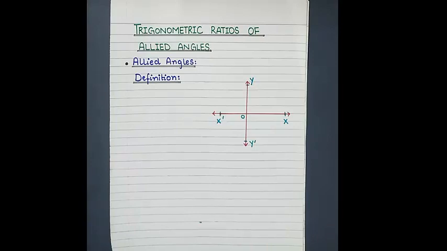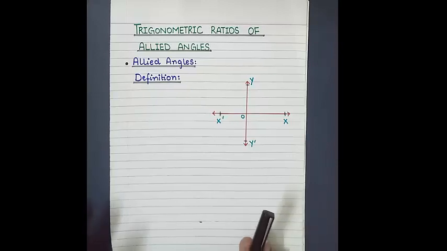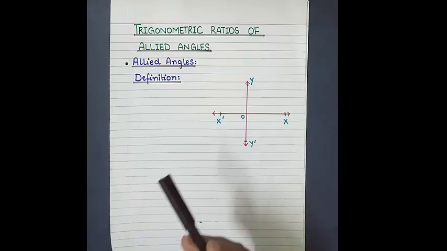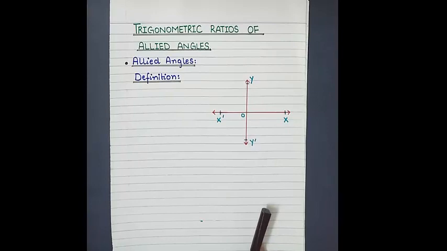I will tell you three basic rules, and by following those three rules you can easily solve any kind of allied angle. So for that purpose, let's discuss first what are allied angles. The angles associated with the basic angles of measure theta to a right angle or its multiple are called allied angles. Like we have 90 degree plus minus theta, then we have 180 plus minus theta, then we have 270 plus minus theta. So all such angles are called allied angles.